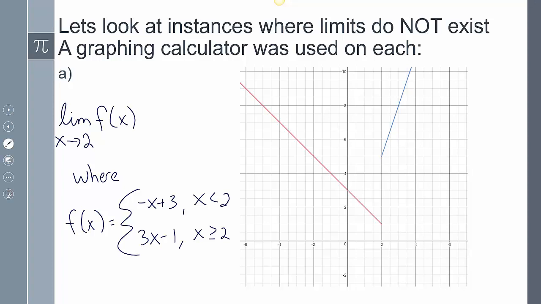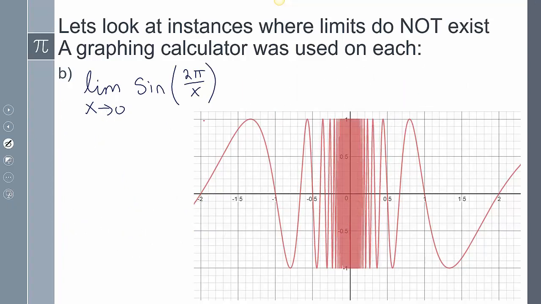Now, let's look at instances where our limits do not exist. If you notice, I plugged this piecewise function into my graphing calculator. And I said, hey, the limit as x approaches 2 of this function. And so we're approaching this 2. If you notice, the left-handed limit is approaching the value of 1. The right-handed limit is approaching the value of 5. Well, the left-handed limit does not equal the right-handed limit, so therefore the limit does not exist. So I would say does not exist.